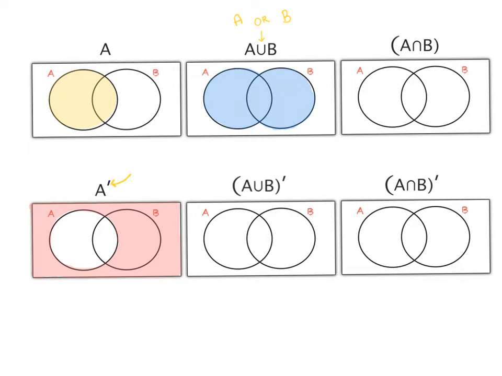The one beneath it is exactly the same, apart from it's the complement of it. So A union B is what we've shaded the blue circles in. So if it's complement, it's the opposite. So it's everything that is not in A or B.